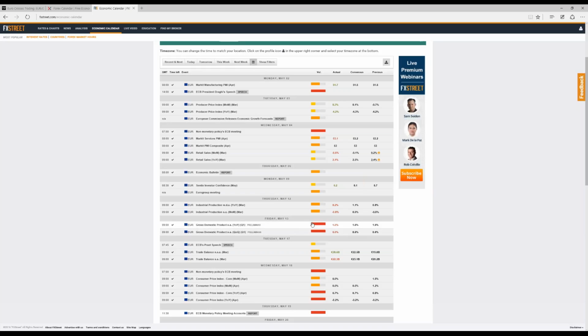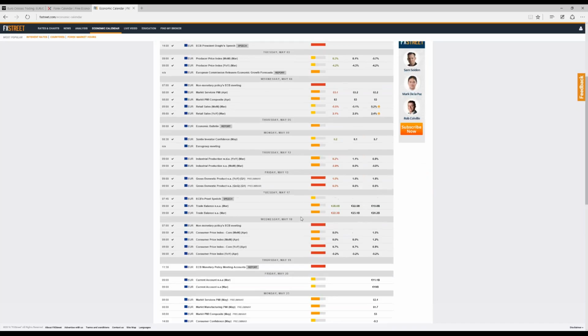Well, these are the preliminary figures, so these are the expectations for it. And the expectation is also revised down to 0.5% on a quarterly basis. That was last week on May 13th, Friday. Well, it was a very unlucky day for the Euro, let's put it that way.